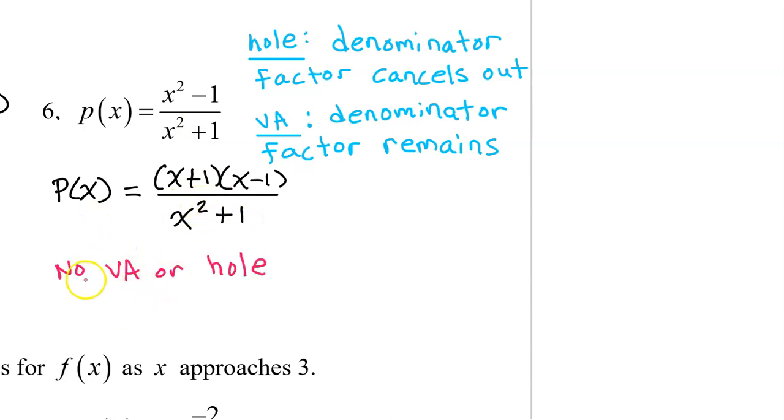P of x will have no vertical asymptote or hole. The x squared plus 1 is the only factor in the denominator. Obviously, it doesn't cancel out with anything. x squared plus 1 will never equal 0.